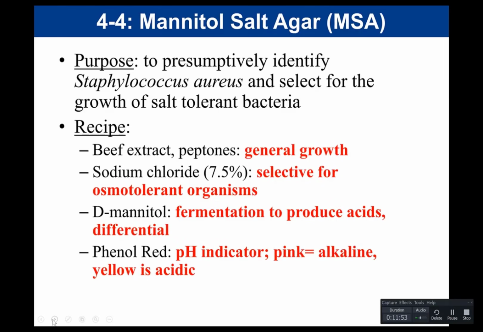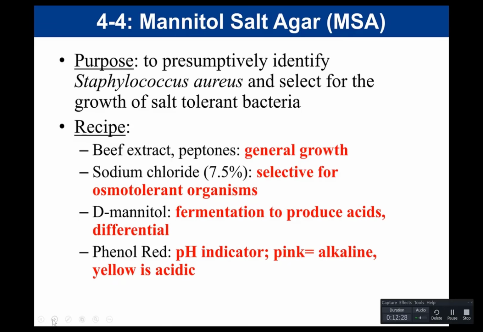Now, when you're studying MSA, you want to know the purpose, right? And the purpose is to presumptively identify Staphylococcus aureus and select for the growth of salt-tolerant bacteria. You want to know the general ingredients. Again, the ones that really matter are the selective ingredients and the differential ingredients. So beef extract and peptones, you don't have to memorize that those are there for general growth, but you should understand in general that that's what those types of ingredients are used for.